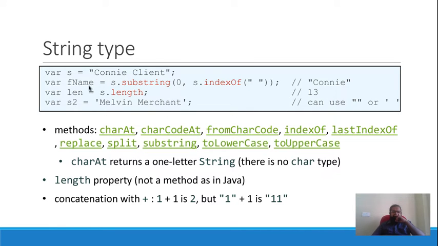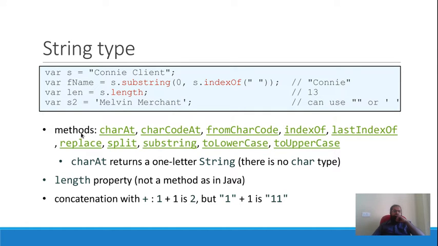So that is the first name, fname. And var len is equal to s.length, and you can see that the total number of characters is 13 here, so you will get the value 13 in len. Then you can have var s2 is equal to Melvin Merchant. This is just an example to show that you can use either double quotes or single quotes to assign a string value to a variable.